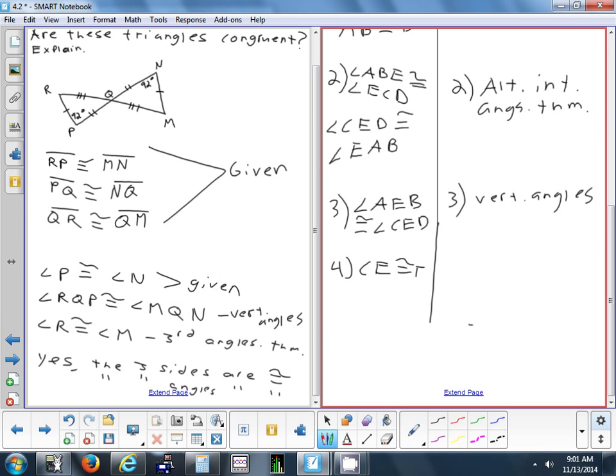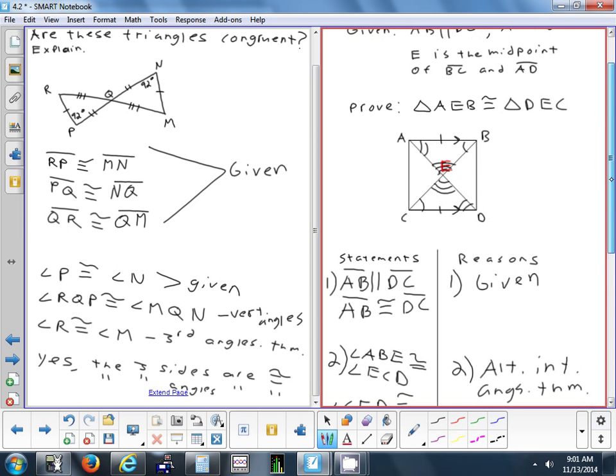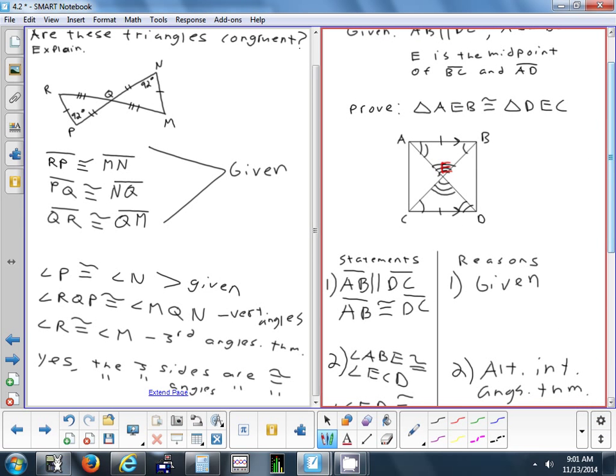CE and EB. Okay, let's go back up. How about looking at the other diagonal? Looking at diagonal AD, E is the midpoint of that as well. So what does that mean? AE is congruent to ED.